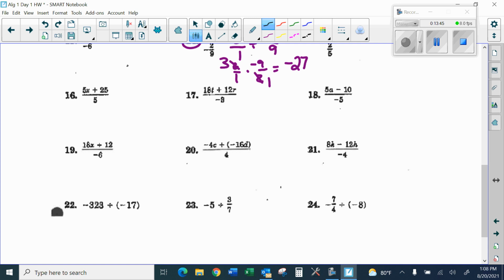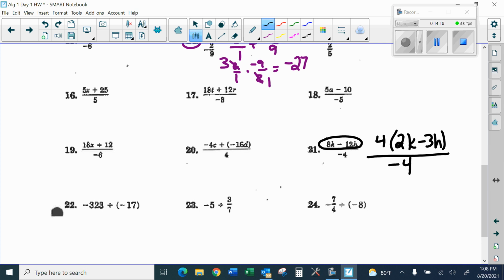I factor out the GCF in the numerator. Well, K and H don't have anything in common, so there's no variable to factor out. But between 8 and 12, there is a GCF of 4. I take out a 4 there, I'm left with 2K minus 3H, and it's over negative 4. So that's called factoring out.